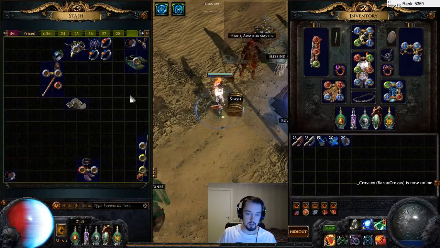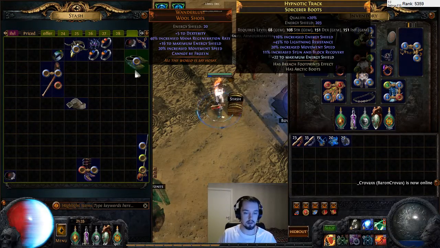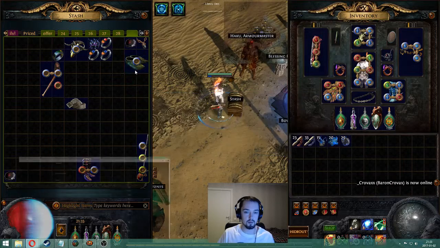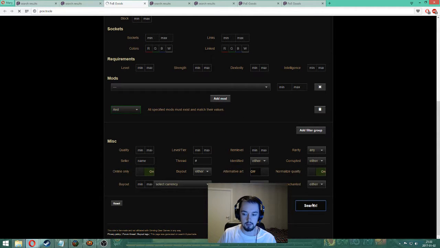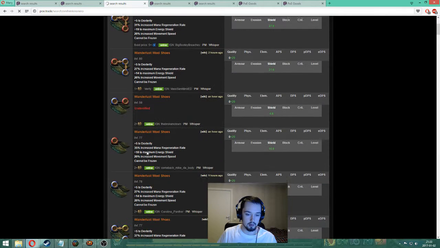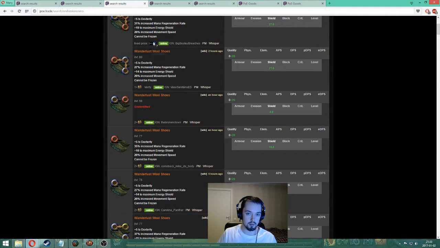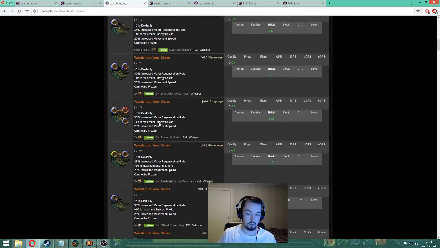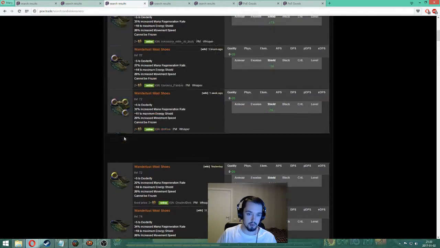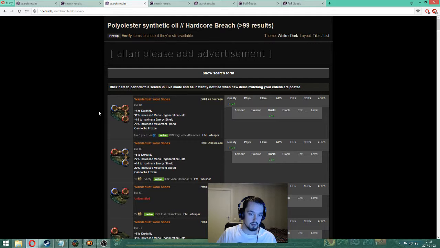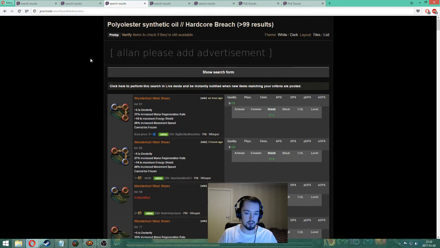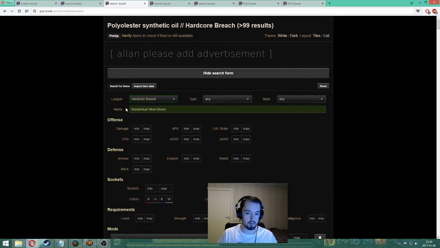Now, specific unique items and cards usually have a very specific price. So take for example Wanderlust wool shoes, probably the most used pair of boots for leveling. There is one up for 1 chaos, one up for 5 alteration, but then all of them are up for 2 chaos. So it's fair to assume that these ones are underpriced and 2 chaos is the general price. So keep in mind, unique items are very easy. You just put in the name of it and you'll get the price.